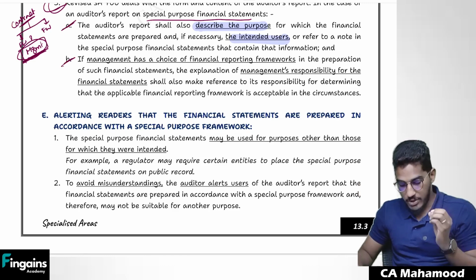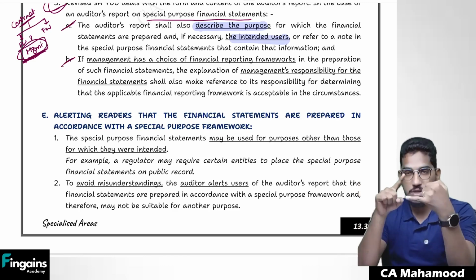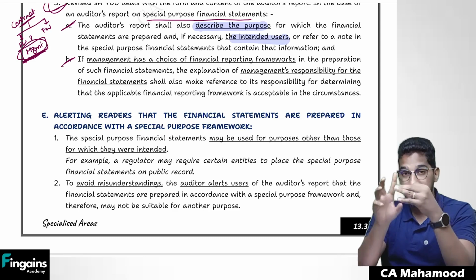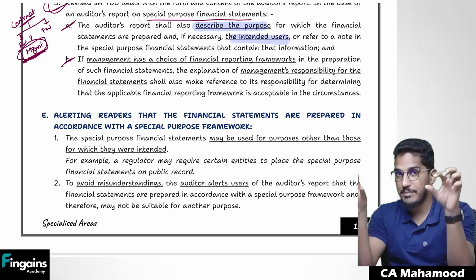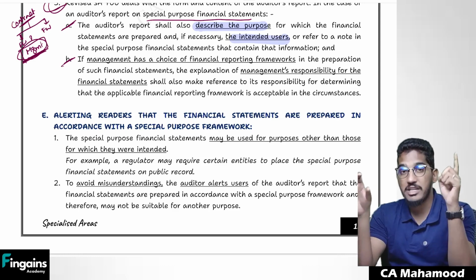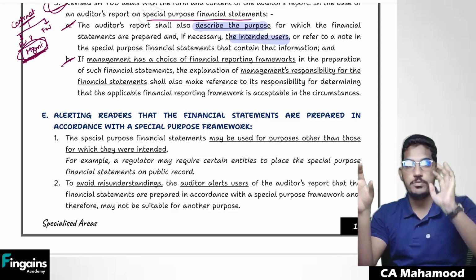So these are the two things you have to give special attention. In your auditor's report, mention the purpose of the special purpose financial statements, who the intended users are, and in case the management is given the choice of selection of the applicable financial reporting framework, clearly explain in the management responsibility paragraph that management has been given the option and which option they have chosen.